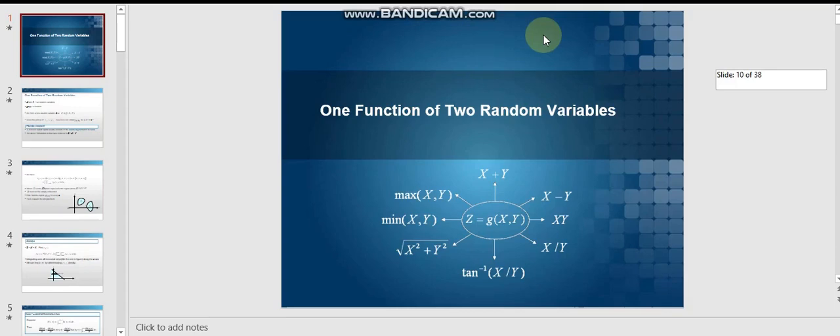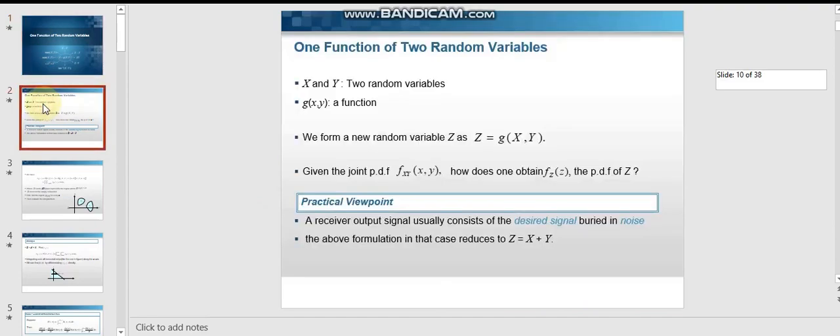For one function of two random variables, here we can see examples. It could be the sum of two random variables, the difference, the product, or the division of two random variables. It could also be the maximum or the minimum of two random variables. Okay, let's talk about one function of two random variables.